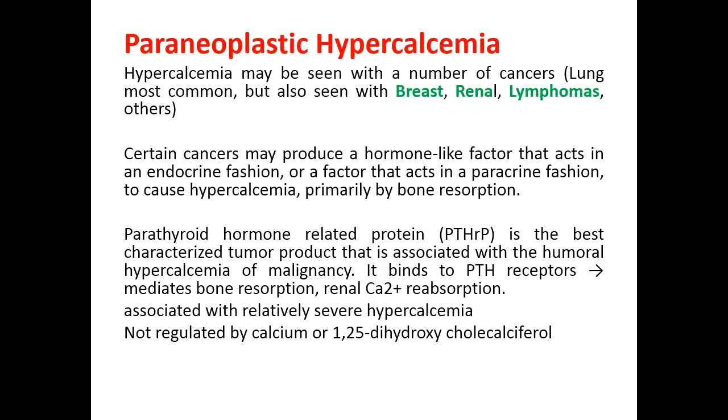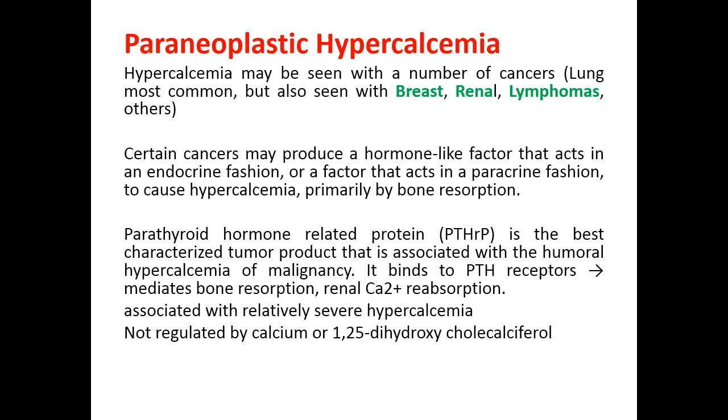Another cause of hypercalcemia is paraneoplastic hypercalcemia, which means a hypercalcemia that is seen with a number of tumors or cancers, such as lung, which is the most common, but it can also be seen in breast, renal, and lymphomas. Certain cancers may produce a hormone-like factor. These abnormal cancer cells produce hormone-like factors that act in a paracrine fashion to cause hypercalcemia, primarily by bone resorption. They will act on bone resorption.